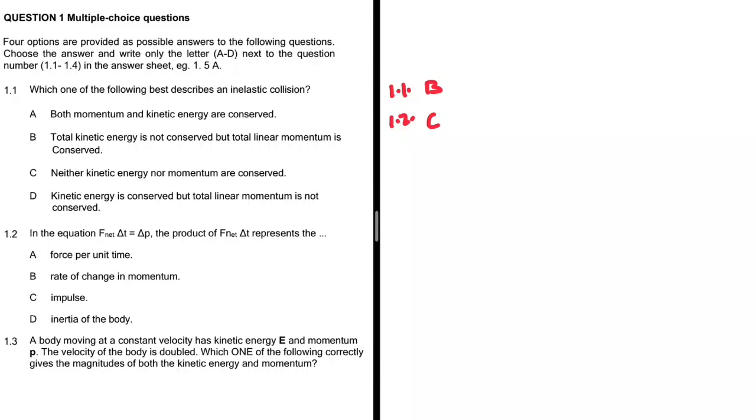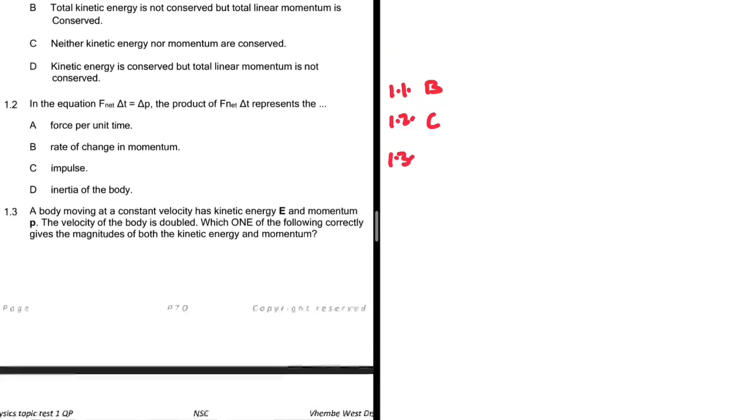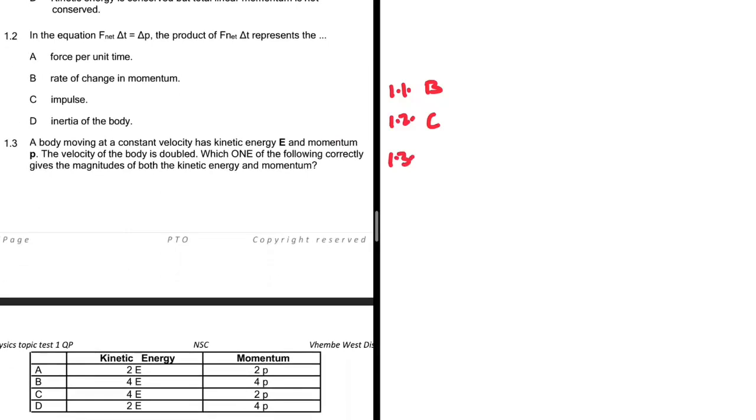But things get interesting when we go to 1.3 and 1.4. Take a look at 1.3. A body is moving at a constant velocity and has kinetic energy E and momentum P. The velocity of the object is doubled. Which one of the following correctly gives the magnitudes of both the kinetic energy and momentum? It has the velocity v initially, and it is then changed to 2v. The momentum when the velocity is v will be p equals mv, and the kinetic energy will be a half mv squared.